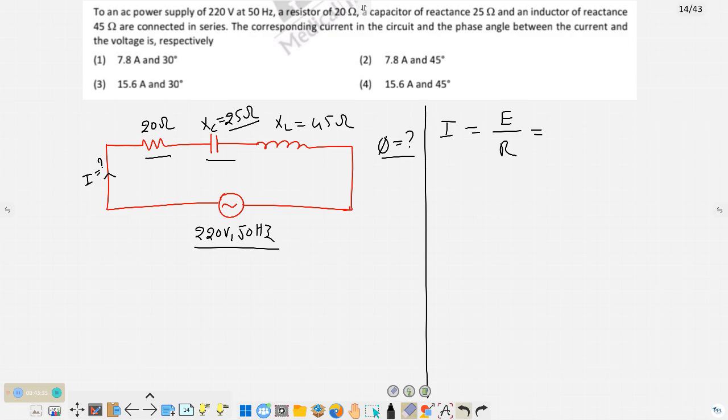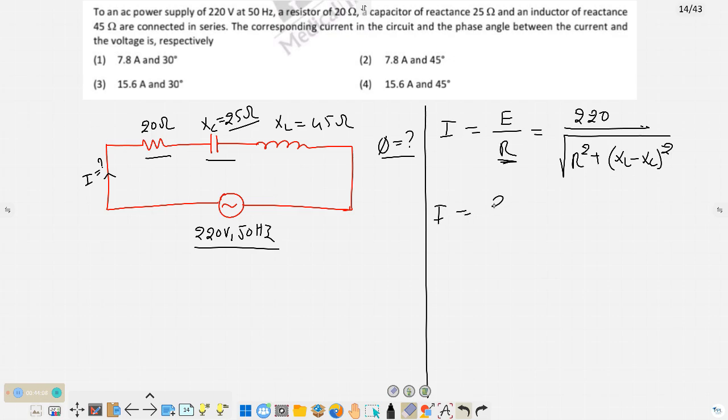So we can write I equal to E, that is 220 volts, divided by the effective resistance, which is called impedance here. The impedance formula is equal to the square root of R square plus (XL minus XC) whole square. This is the effective resistance of the circuit. So we need the XL value, XC, all given. Directly you can do it.